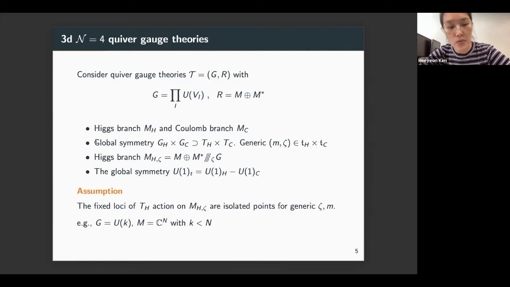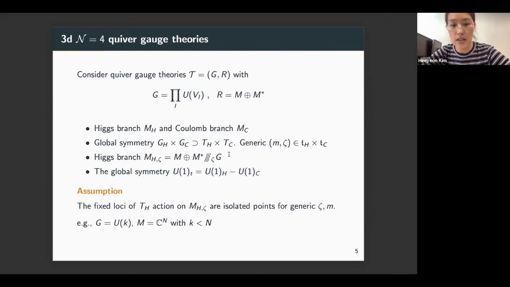And we are going to consider their maximal torus, T_H times T_C, that acts on the Higgs branch and the Coulomb branch respectively. And we are going to consider turning on generic mass and FI parameters associated to this global symmetry. And for generic FI parameter, our Higgs branch can be described as a hyperkähler quotient like this.